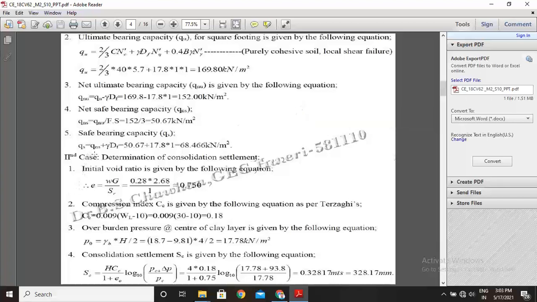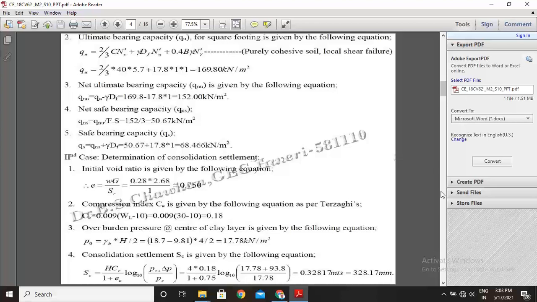Next, calculate safe bearing capacity. Q_s equal to Q_ns plus gamma D_f, that is net safe bearing capacity plus overburden pressure. Now substitute the values in this equation. Q_ns is 50.67 plus gamma is 17.8 into D_f is 1. So we are getting safe bearing capacity 68.466 kilonewton per meter square. This is the safe bearing capacity.